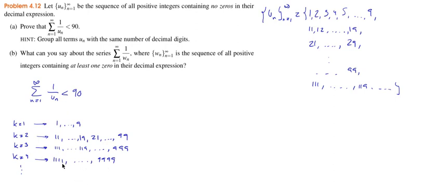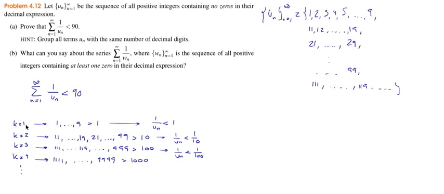Now we can see that all of these terms are greater than or equal to 1. All of these terms are greater than 10. All of these terms are greater than 100. All of these terms are greater than 1,000. So that means that 1 over u_n are smaller than 1 here, here 1 over u_n are smaller than 1/10, and 1 over u_n are smaller than 1/100th, and so on and so forth.